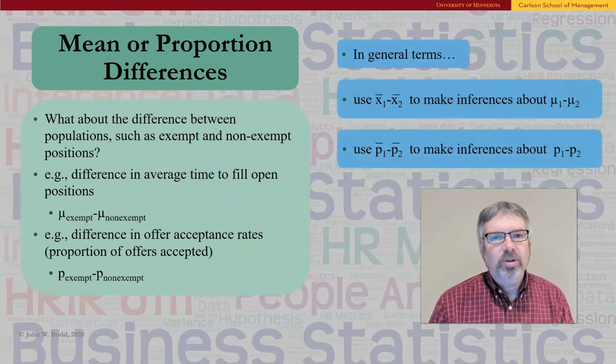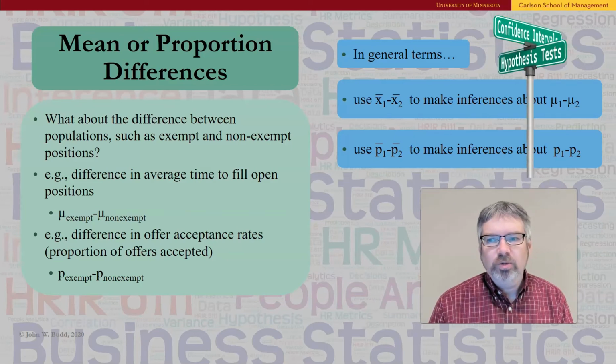So more generally, if we're interested in trying to make inferences about the difference in two population proportions, we can use the difference in two sample proportions, where those sample statistics are drawn from independent random samples from those two populations. Again, this is true for making confidence intervals and for hypothesis tests, the two standard forms of statistical inference.